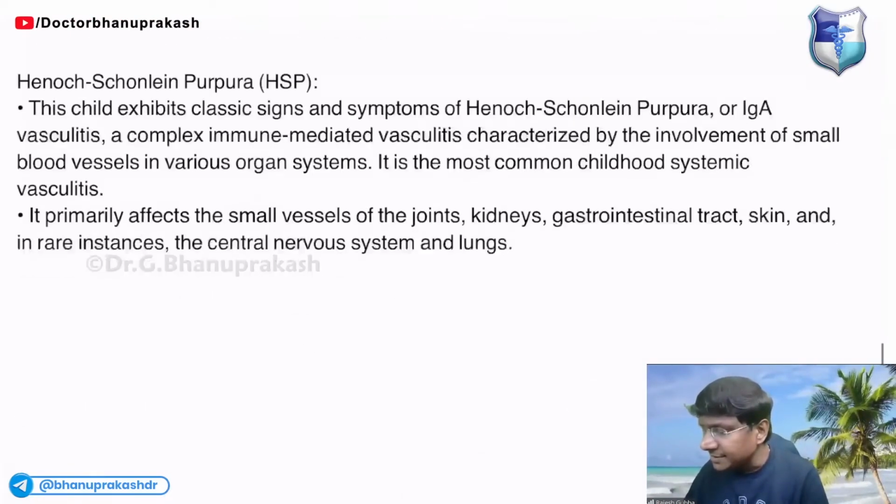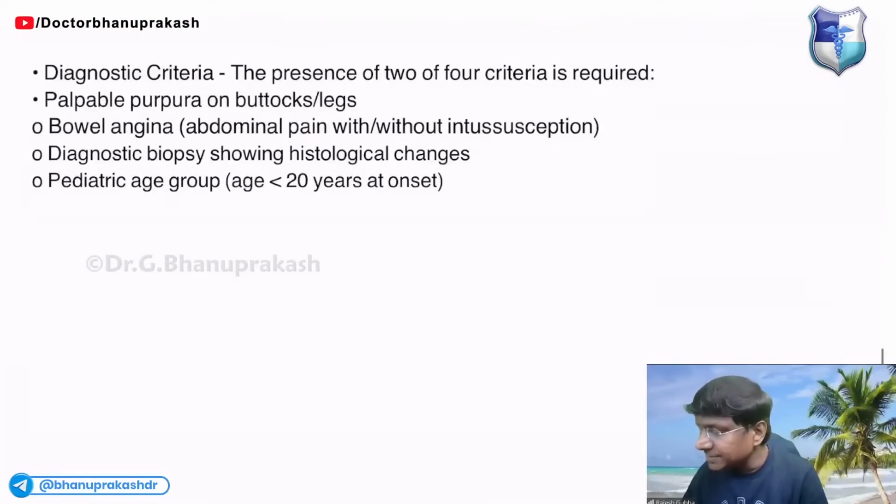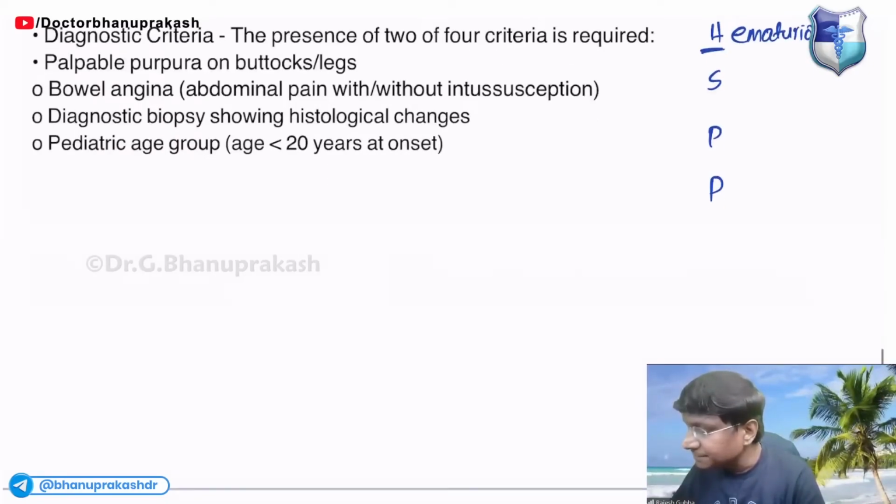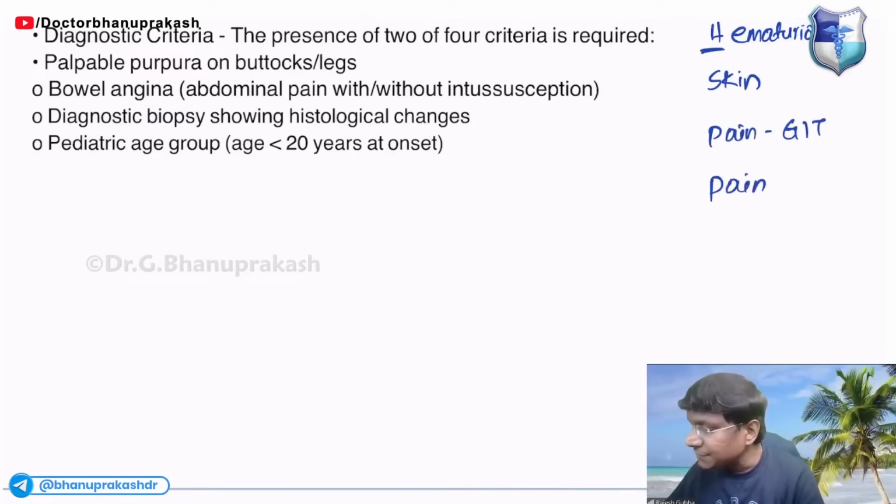What is that particular tetrad? The tetrad that should be there is H, S, and P. The P I will write 2 times. What is H? H stands for the hematuria. S stands for the skin abnormality, that will be in the form of palpable purpura. P stands for pain in the abdomen, and another P stands for pain in the joints.